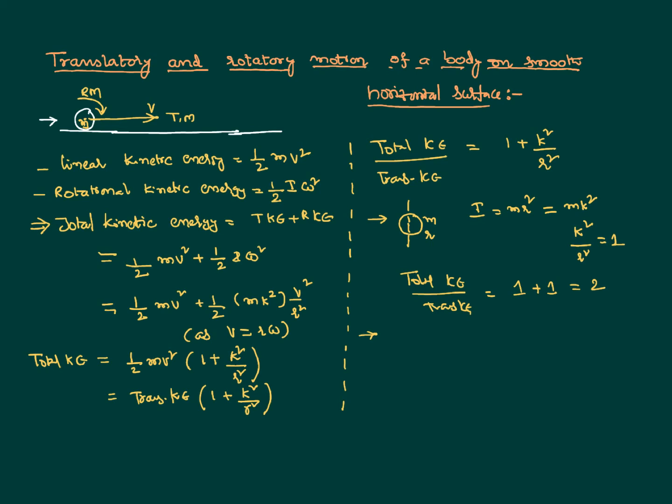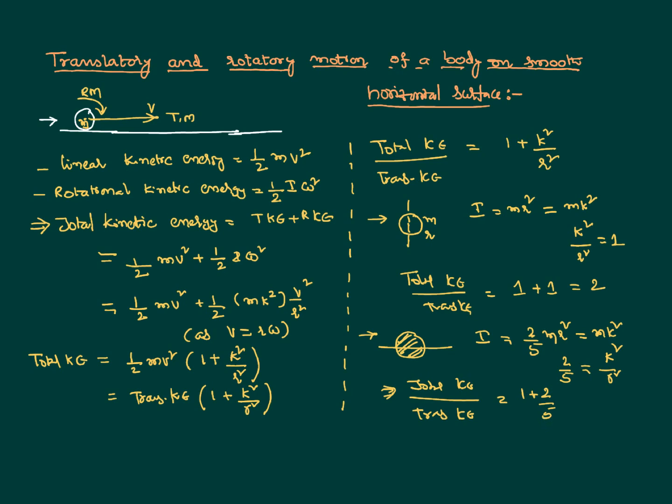Suppose if it is a solid sphere rotating about a diameter, we know the moment of inertia is 2 by 5 mr square. By equating it to mk square, I can get the value of k square by r square as 2 by 5. That implies total kinetic energy by translational kinetic energy is 1 plus k square by r square, that is 1 plus 2 by 5, that is 7:5. That means out of the 7 total energy parts, 5 parts is translational kinetic energy and the remaining 2 parts are rotational kinetic energy.